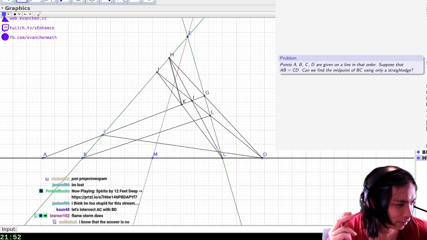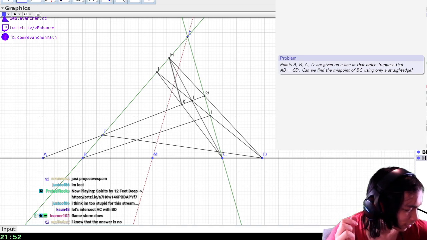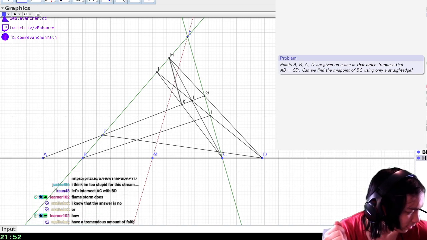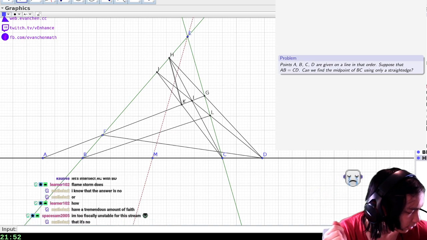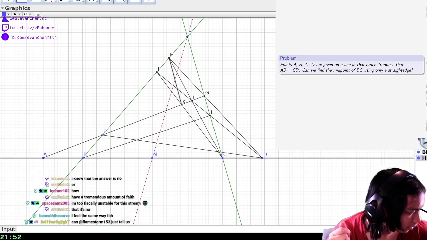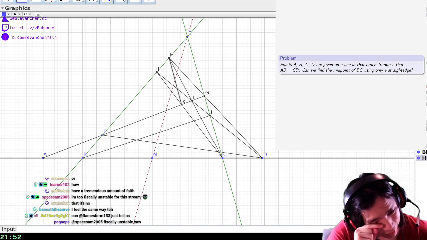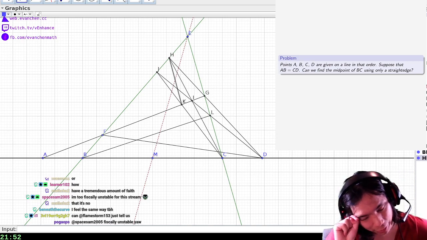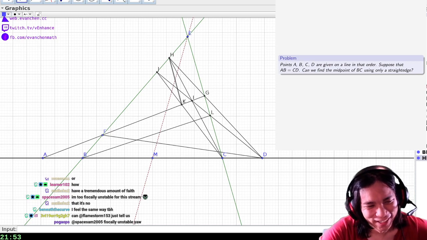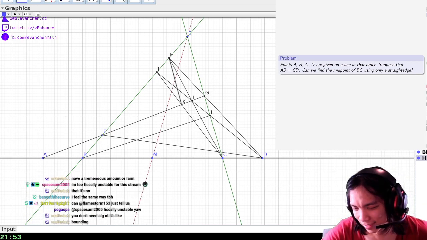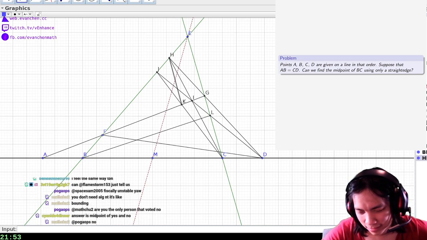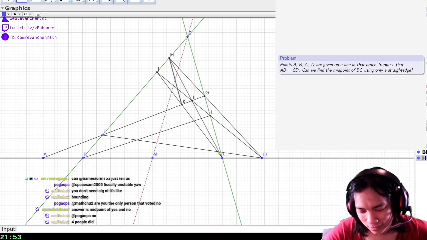Let's intersect AC with BD. I know that the answer is no. See, the problem is the algebraic number theory isn't going to help at all because every length you can construct in this problem is rational. Or I guess no, that's not true.